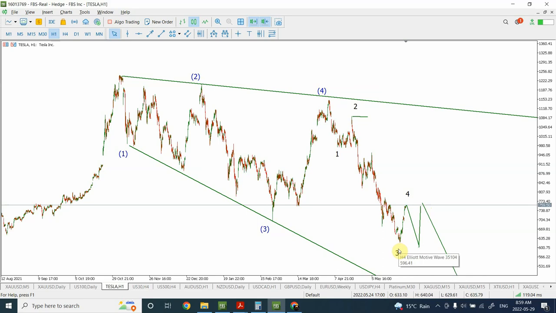I think the second labeling that I've discussed is more likely: that we have completed wave 1 right over here, wave 2 right over here, and wave 3 is complete right over here. We're going to see something like this, which will be wave 4, and then we'll go downward for further wave 5.